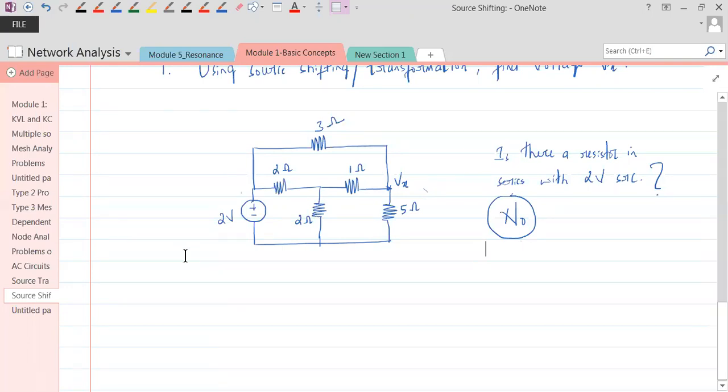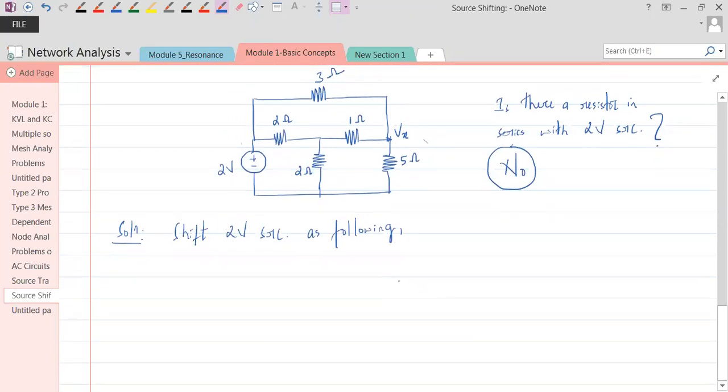Let's do this. First, in the solution, shift the 2 volt source as following. We have to shift because without shifting, transformation is not possible. So let's shift it before transforming. So how can we shift this? Everybody look at this.